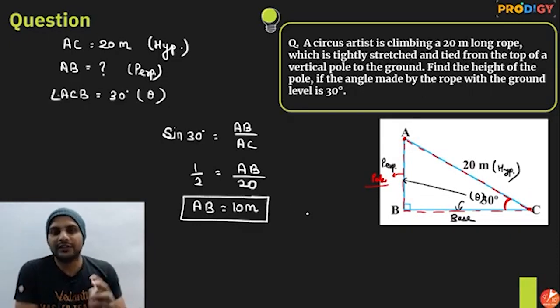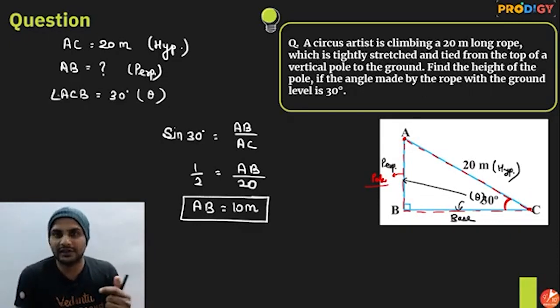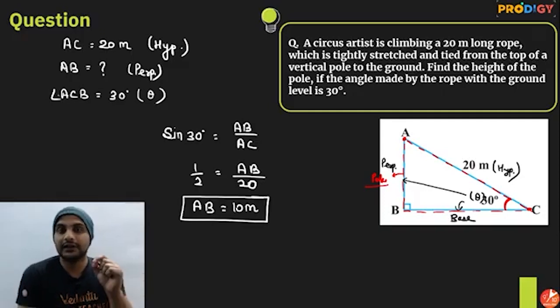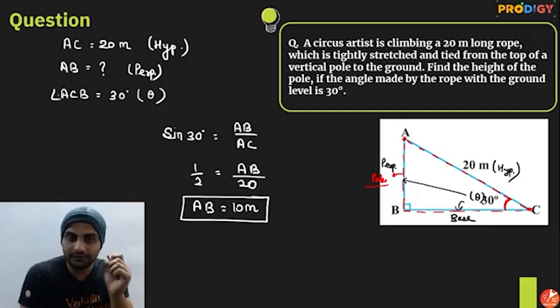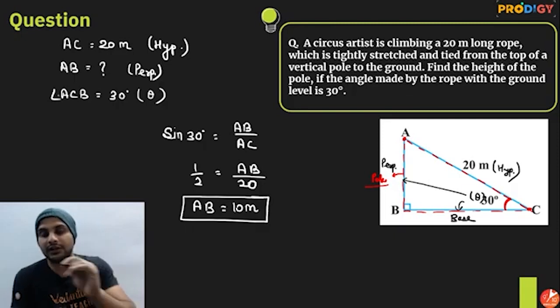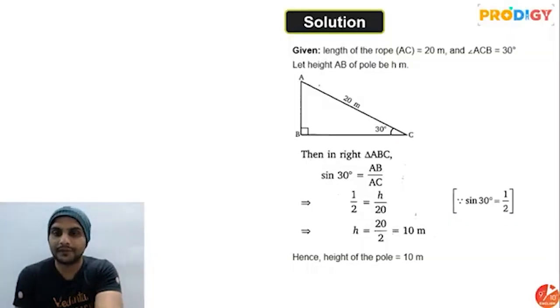Okay? Now in the same way, if I wanted to find BC, I could use cos theta as well. So in a right angle triangle, guys, remember, if we know one side and any one of the angles, we can easily find the remaining two sides using trigonometry. So wherever you get one side and one angle, you can easily find the other two sides. Okay.